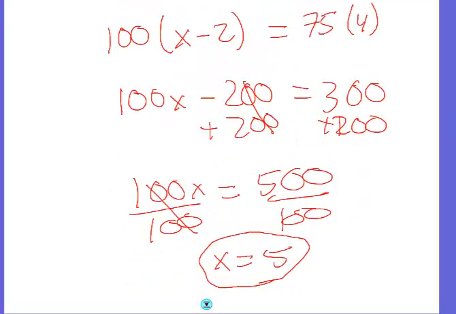But either way is correct. That's how you solve proportions. I'm going to make a video on solving word problem proportions, which are pretty interesting. They're fun. But if you have any questions, again, just let me know, and we'll figure it out.